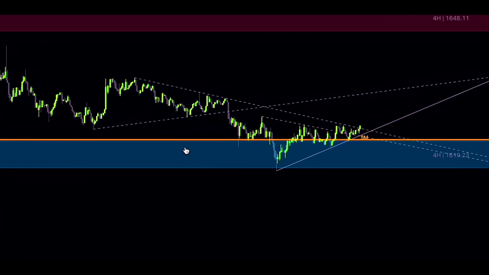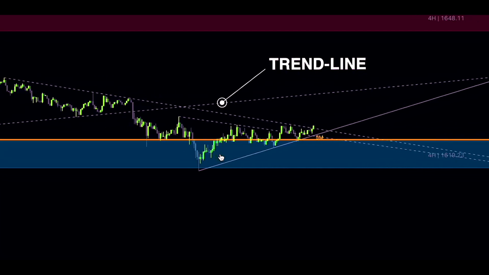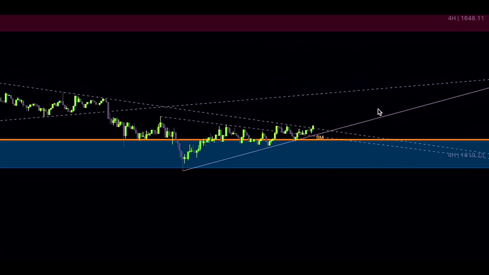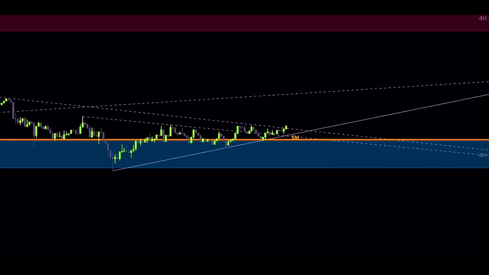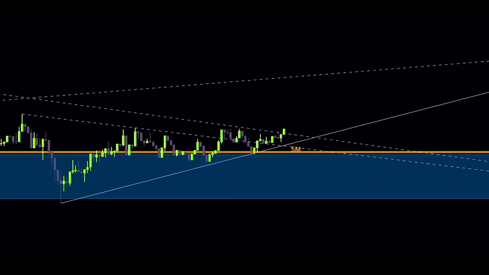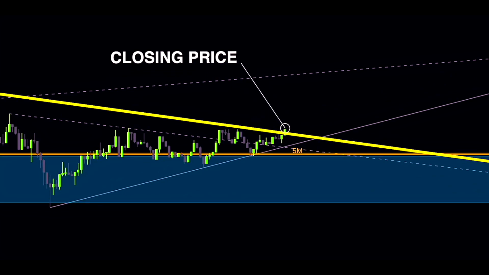Another powerful feature of this tool is its built-in trend lines. It automatically connects highs and lows. Unbroken trend lines show up as solid, while broken ones turn into dashed lines. The more times a trend line holds, the stronger it is. In this chart, we can clearly see a candle closed above the descending trend line, signaling a possible trend reversal.